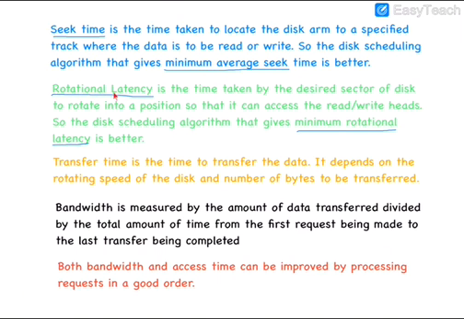Next we will be seeing rotational latency. Rotational latency is the time taken by the desired sector of the disk to rotate into position. The desired sector which we want to read or write should be moved into position so that we can read or write. That is called rotational latency, and the disk scheduling algorithm which gives minimum rotational latency is the better one.